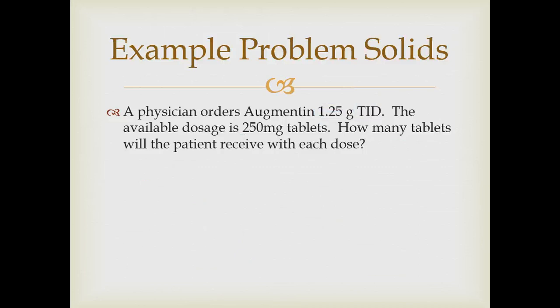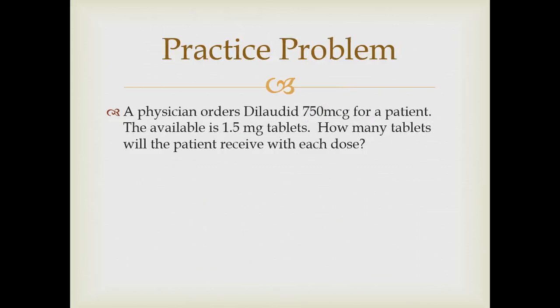Let's take a look at another example. So it says a physician orders Dilaudid 750 micrograms for a patient. The available is 1.5 milligram tablets. How many tablets will the patient receive for each dose? So again, each dose is one single dose of 750 micrograms. My available is 1.5 milligram tablets.